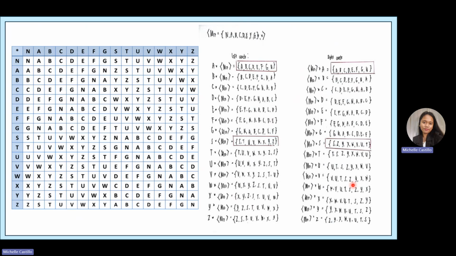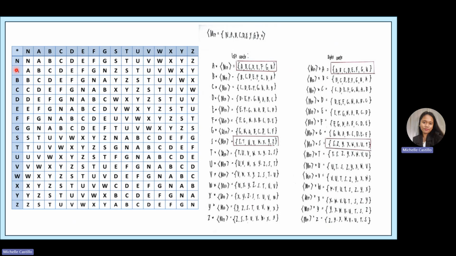Then for M sub 17, we have M sub 17 is equal to the set of n, a, b, c, d, e, f, and g under the binary operation star. So again, for the left cosets, we will operate the elements of the group to the subgroup M sub 17, while on the right cosets, we will operate the subgroup to the elements of the group.